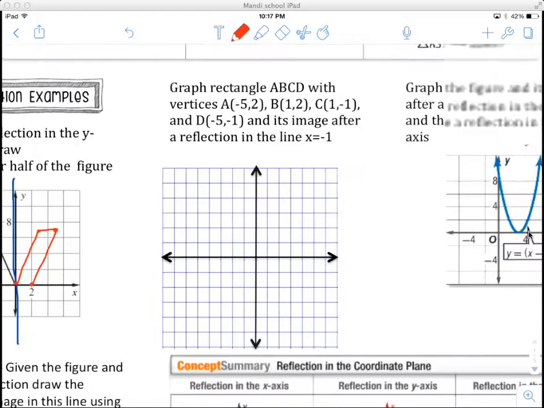The next one says graph rectangle ABC with the vertices. So let's do that first. The vertices at -5, 2. And 1, 2. And 1, -1. And -5, -1. Okay, so we have our rectangle.